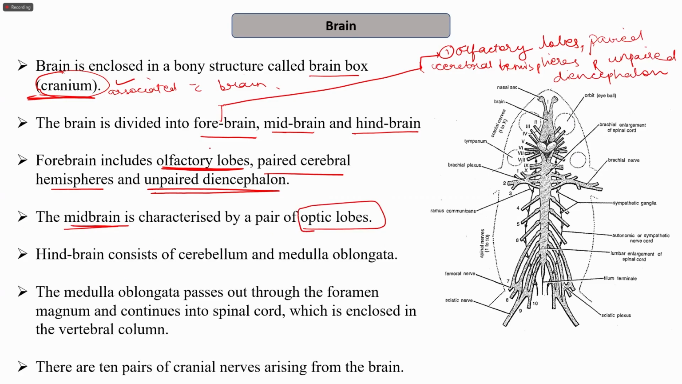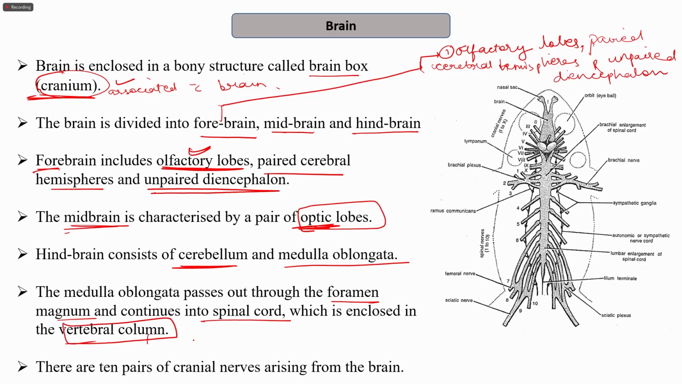The midbrain is characterized by a pair of optic lobes. So the olfactory lobes are present in the forebrain, in the midbrain we have optic lobes, and in the hindbrain we have the cerebellum and medulla oblongata. The medulla oblongata passes out through the foramen magnum and continues into the spinal cord, which is enclosed in the vertebral column.